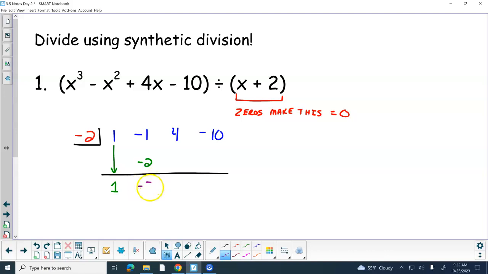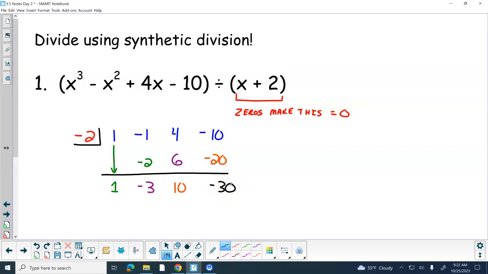So that's -3. Now I multiply purple and red. That gives me +6. Add those two together. That gives me 10. Multiply orange and red. That gives me -20. Add those together, and that gives me -30.